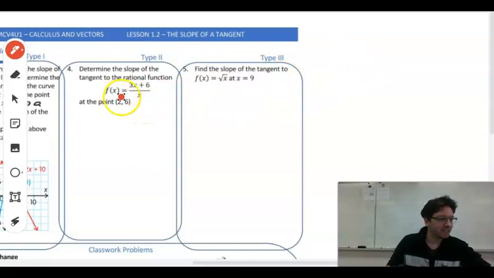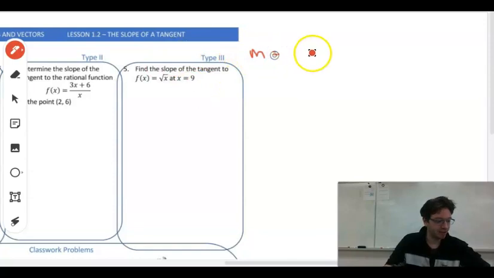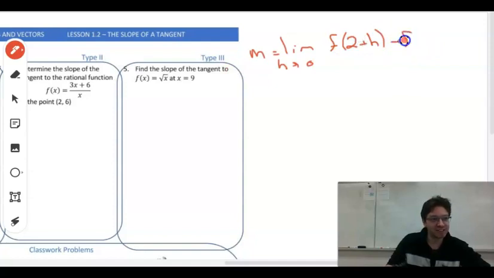So we have a function f at x is 3x plus 6 over x. So let me write our equation. So the slope m equals the limit as h approaches 0 of this function f at, now the x-coordinate is 2, but we're going to add that little bit of h, and then we're going to minus that function at 2.